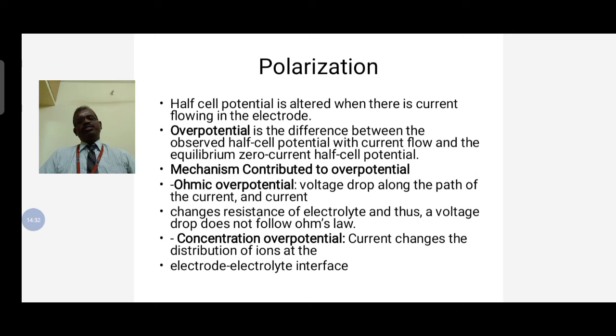Current changes the distribution of ions at the electrode and electrolyte interface. What type of interface? The electrode and electrolyte interface.